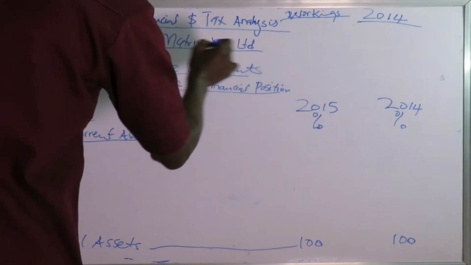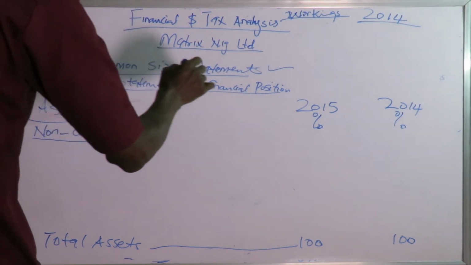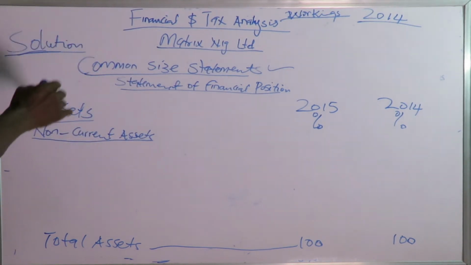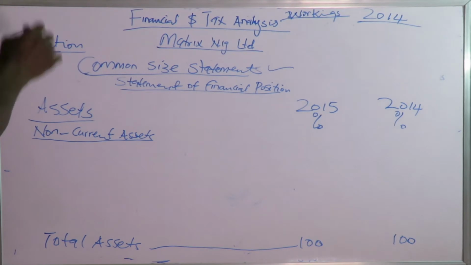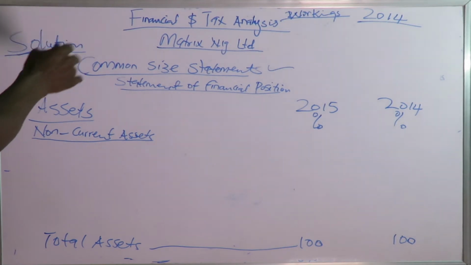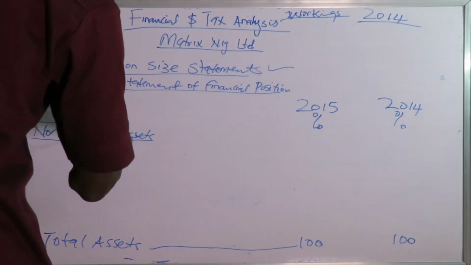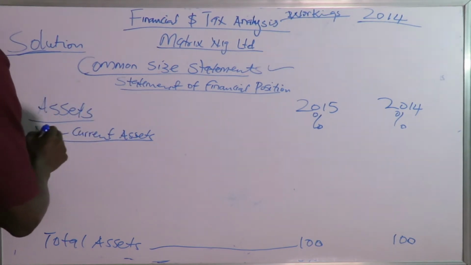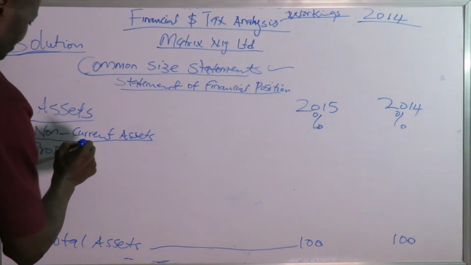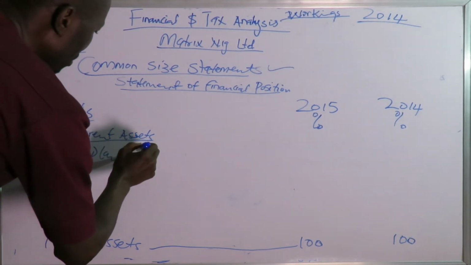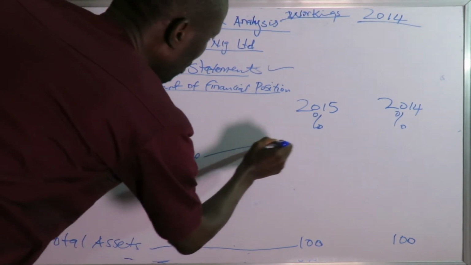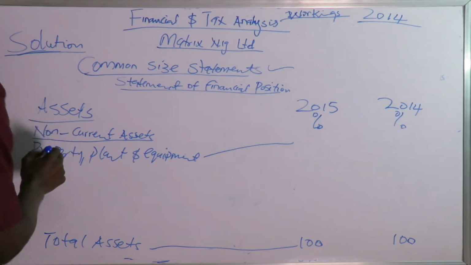Though we are still solving for common size statement, but we have statement of financial position. I've explained this before. So in statement of financial position, we have assets, non-current asset, we have current asset and all of that, which comprises of inventory, trade receivable, short-term deposit, cash at hand, and all of that go here. So that is it. So now, this is our non-current asset. We have assets. We have property, plant, and equipment. Then we have current asset.